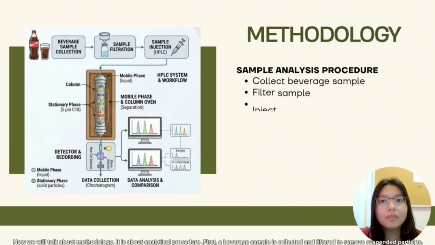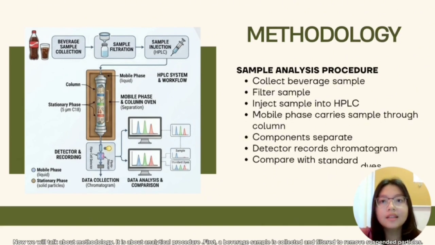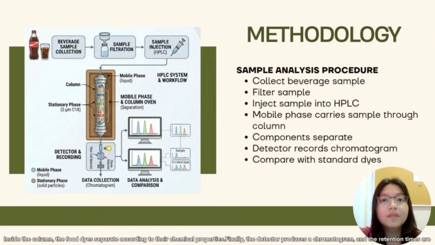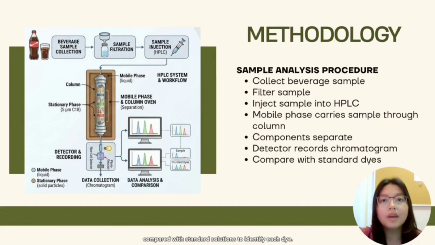Now we will talk about methodology. It's about the analytical procedure. First, a beverage sample is collected and filtered to remove suspended particles. The filtered sample is then injected into the HPLC instrument. The mobile phase carries the sample through the chromatographic column. Inside the column, the food dyes separate according to their chemical properties. Finally, the detector produces a chromatogram and the retention times are compared with the standard solution to identify each dye.